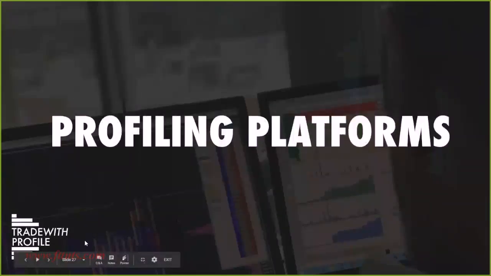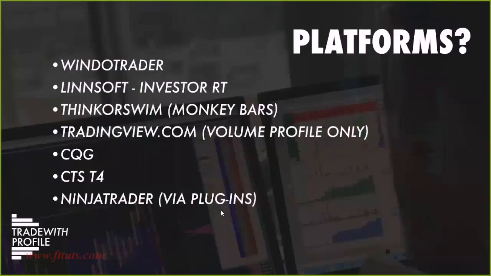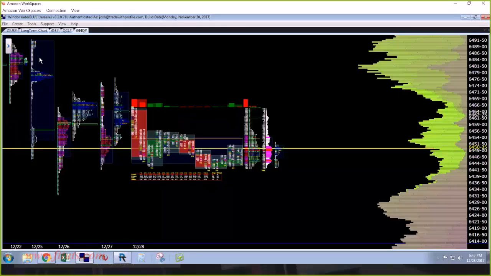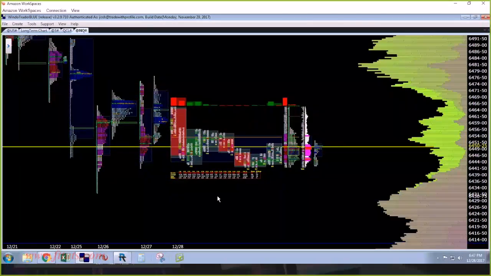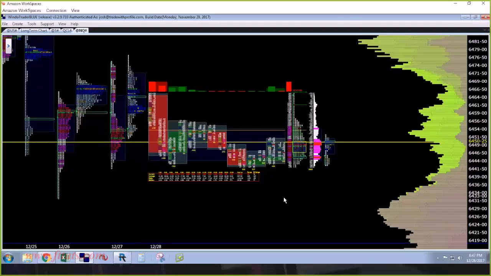Okay, a couple profiling platforms. In Module 11, I believe, we talk specifically about the trading system and putting together your software, and what you need to be able to be active, but specifically for profiling. Here are a couple different software products that you can use to get immersed in it. The product that we're looking at right here is called Window Trader. This is really the Cadillac of products.